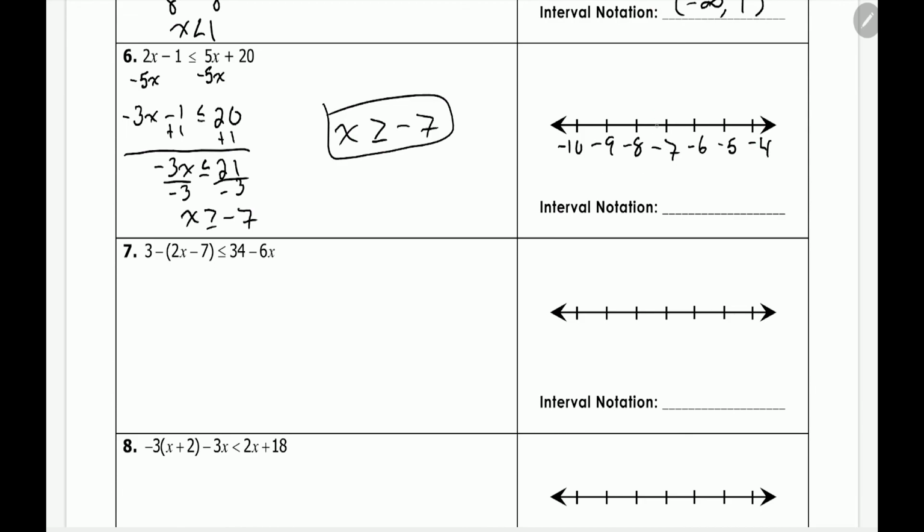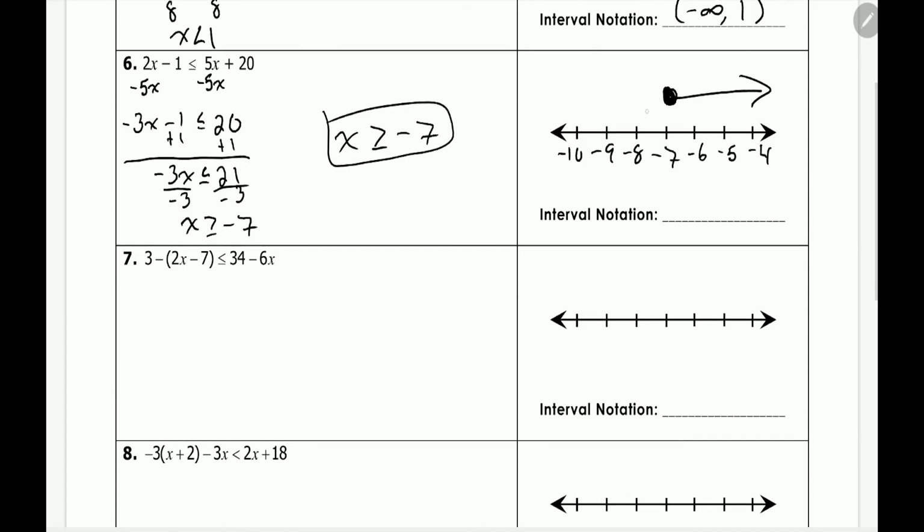So at negative 7, do we have an open circle or closed circle? Well, because it's greater than or equal to, we have a closed circle. And should we shade to the left or to the right? Well, where are the numbers that are greater than negative 7? They're to the right. So that means we should have, since it's a closed circle, a bracket at negative 7, comma, this goes to infinity, and infinity always has parentheses. And that's it for number 6.